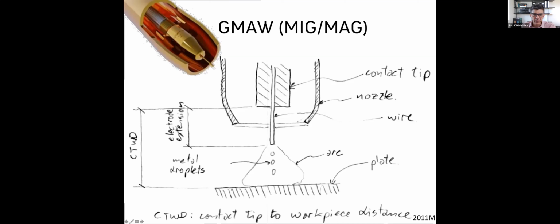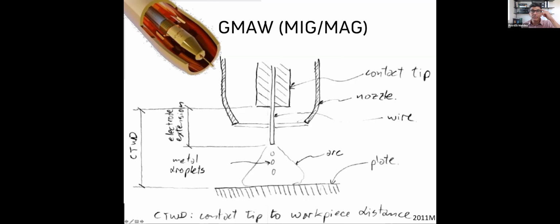Then the part of the electrode that is sticking outside the contact tip, so the current comes more or less at this point, right at the edge of the contact tip, and then the current circulates through this piece of wire. This piece of wire, we're going to call the electrode extension. It makes sense to me. However, our Bible, the procedure handbook, calls electrode extension the distance from the contact tip to the plate. So in this class and in exams, electrode extension is going to mean this extension.